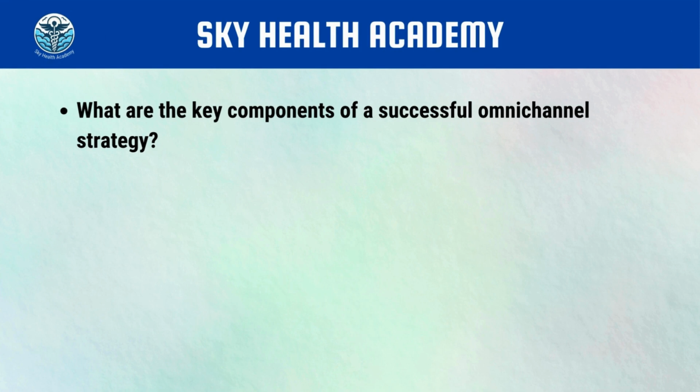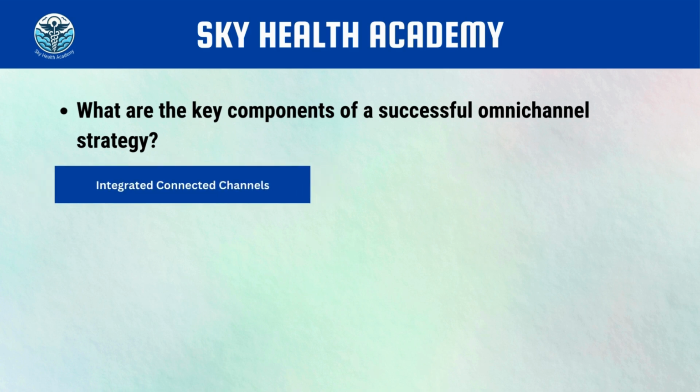Let's see the third question. What are the key components of a successful omni-channel strategy? I think we answered this already. First, it uses different channels, whether these channels are virtual or face-to-face channels. And these channels are well integrated, well connected. So it's not only the channels, but these channels are integrated. And how are they integrated?